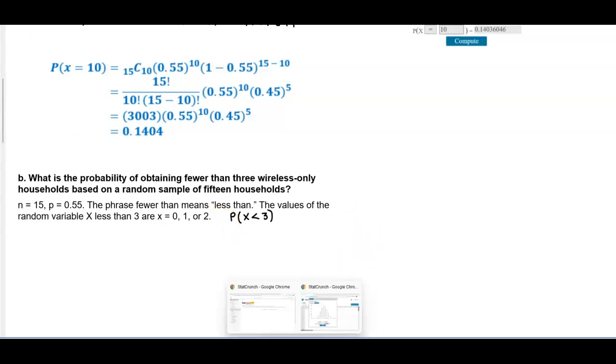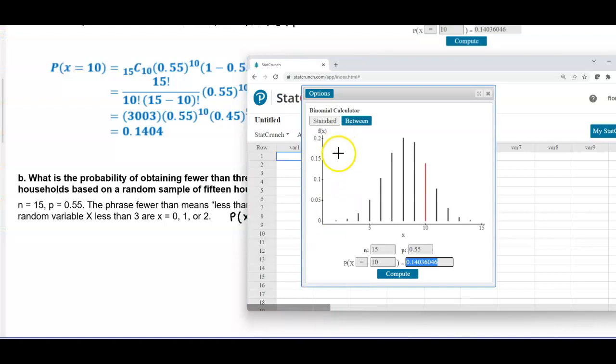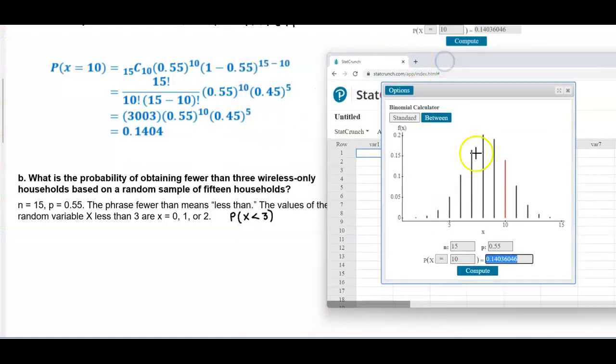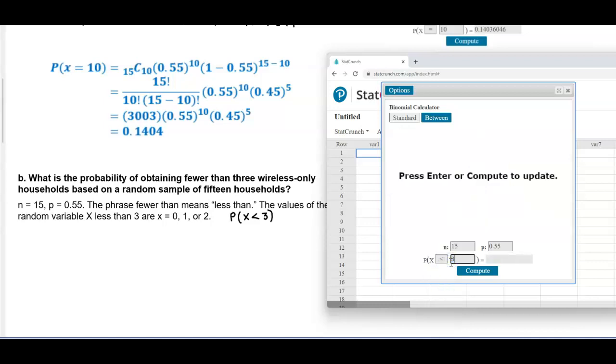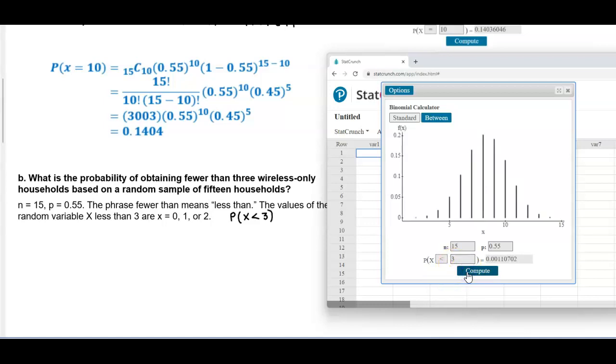So what we can do is come in here and open up our calculator. Again, we still have n is 15. We know that p is 0.55. Now we're going to change this inequality symbol to be less than. We're going to put the number 3 in there, and then we're going to select Compute. Then you're going to see what our probability is. Rounding it to 4 decimal places gives us 0.0011.